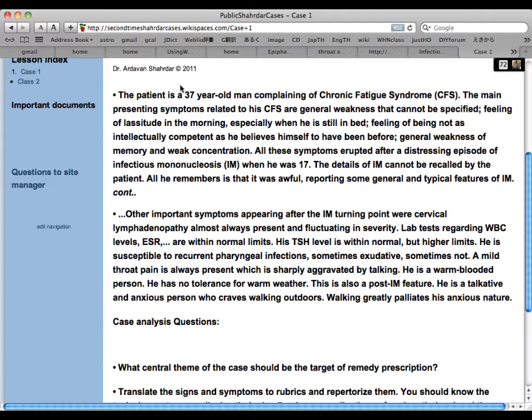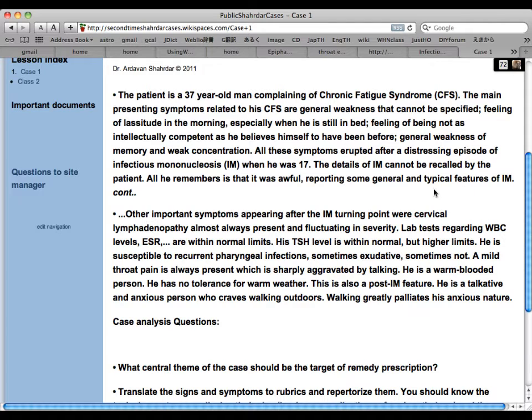So this is 20 years later, right? He was 17 when he got infectious mononucleosis and he's 37 years old now. The details of IM cannot be recalled by the patient. He remembers that it was awful, reporting some general and typical features of IM.